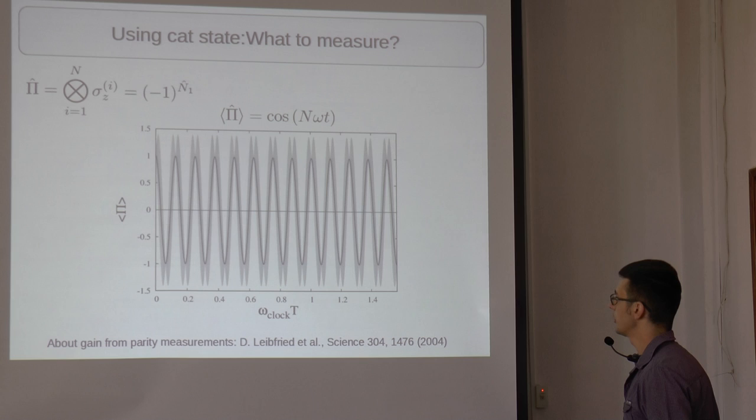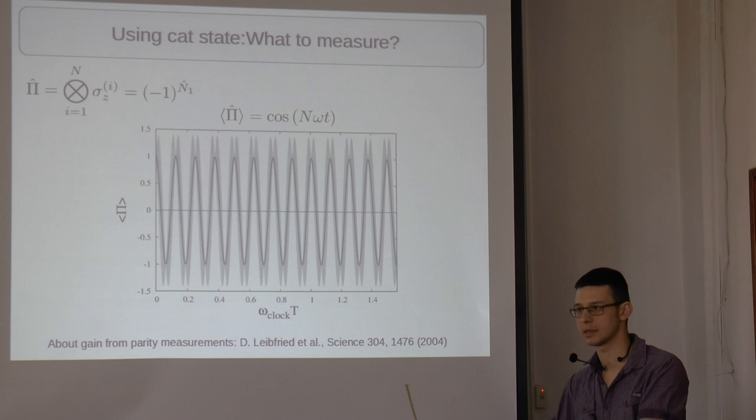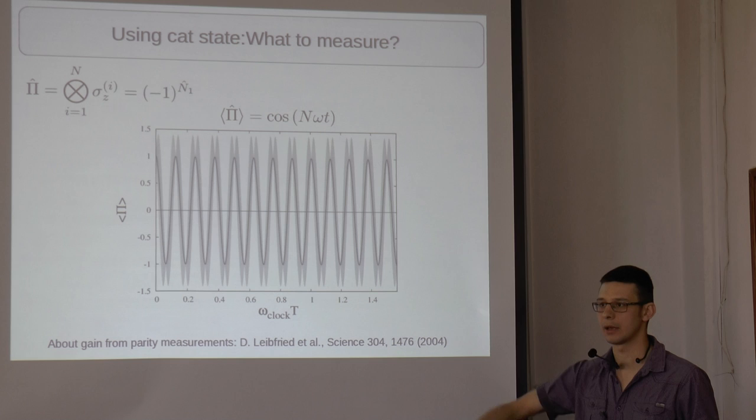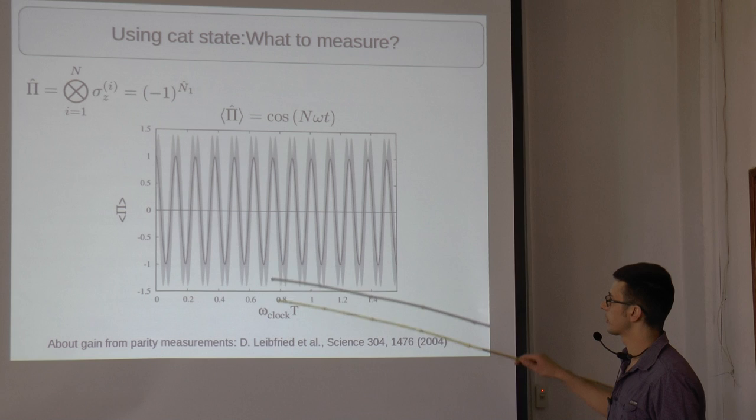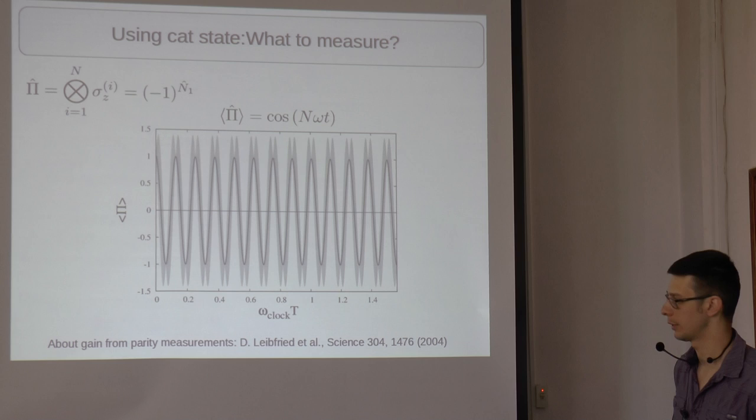It's maybe not so surprising that you need such a quantity, because it's an n-body correlation function. Well, to benefit from this highly entangled state, you need to measure something which consists of higher order correlations, and this is such a quantity. It's not complete science fiction to measure this parity, because there are some experiments in which this parity was used, but the experiments were limited to a very small number of atoms, like 3 ions.